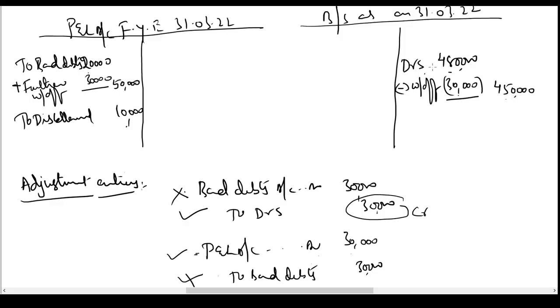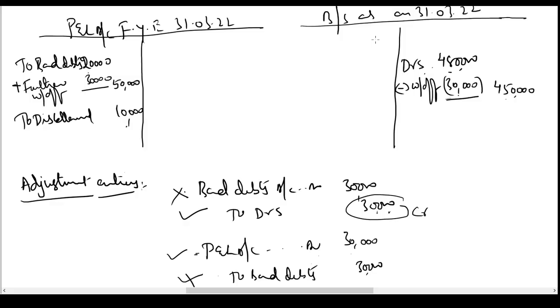Because debtor account shows a debit balance. This entry is asking me to credit the account. That is why I'm reducing the balance. 4,50,000 I'm writing here in the outer column. So this is how I deal with bad debts when it is given inside and outside the trial balance.